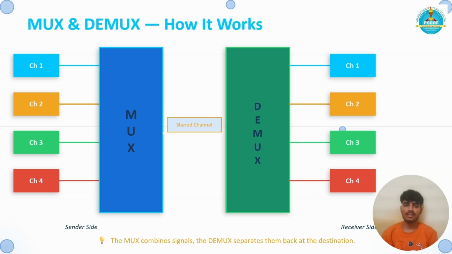Let us now understand the working process step by step. Here we can see four channels entering the multiplexer. These channels may belong to different users or devices. The multiplexer combines all the signals and sends them through a single shared communication channel. Now at the receiver side, the demultiplexer receives the combined signal and separates it back into the original channels. Because of this process, multiple users can communicate at the same time using only one communication medium. This technique is widely used in internet communication, television broadcasting, and mobile networks.